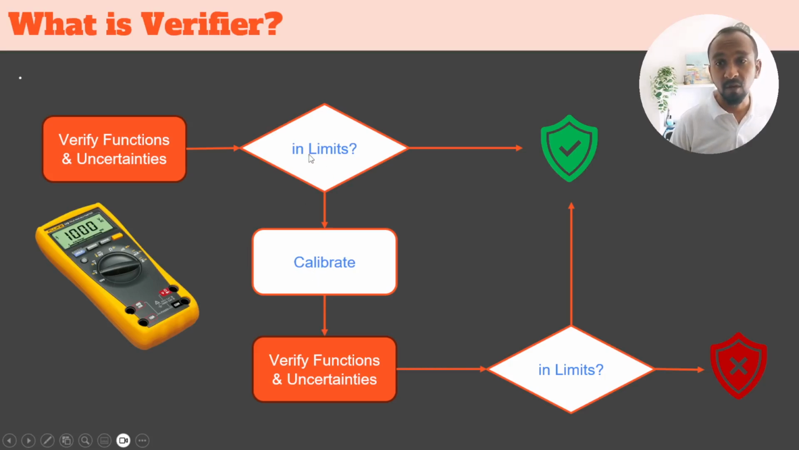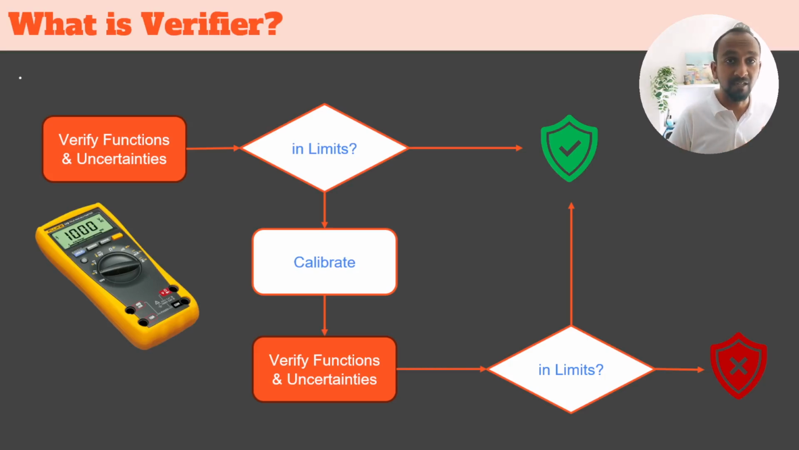If the measurements are out of the limits, you would go for a calibration. In this case, you would try to calibrate it, you would try to fix something, change the resistor or change the capacitor or tune something to bring it within the limits. That process is exactly the calibration itself.